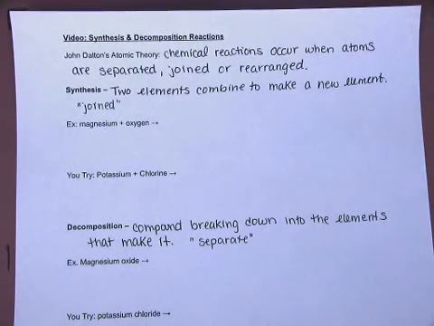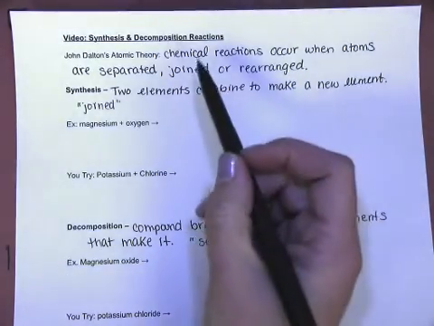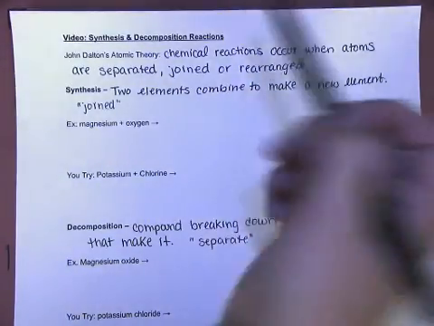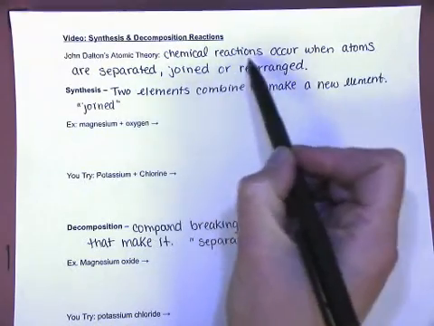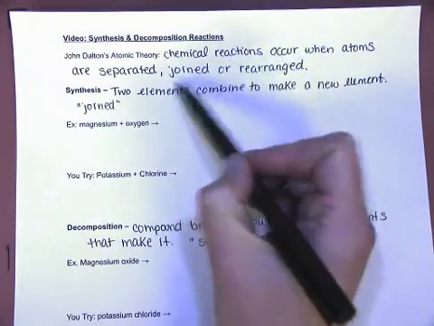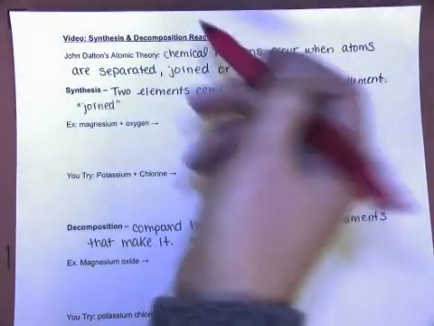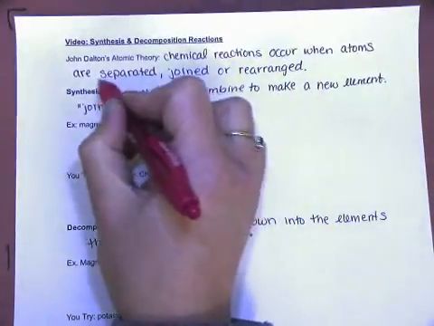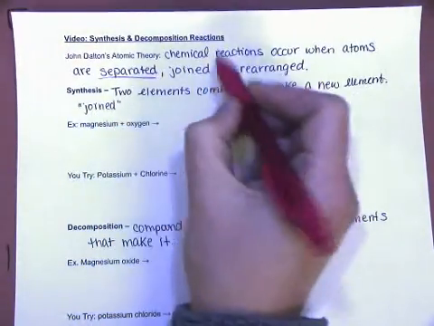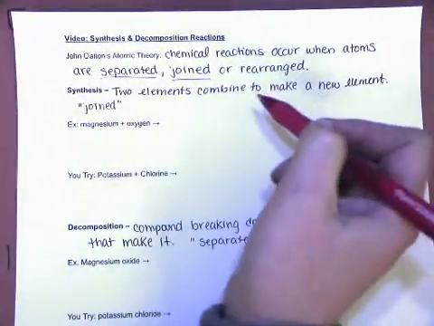This video is on synthesis and decomposition reactions. If we think back to John Dalton's atomic theory, he stated that chemical reactions occur when atoms are separated, joined, or rearranged. We're going to learn about two of those chemical reactions today. One's where our atoms separate, and one's where atoms join together.